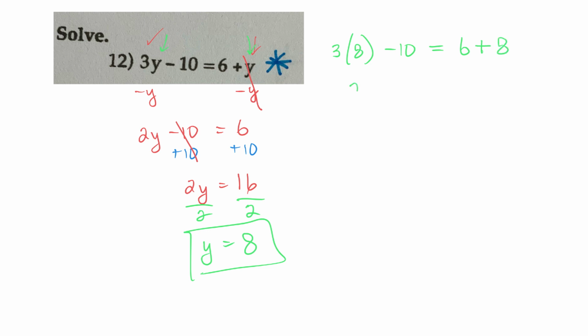3 times 8 is 24. And 24 minus 10 is 14. 6 plus 8, also 14. So that checks out. So 8 is correct.